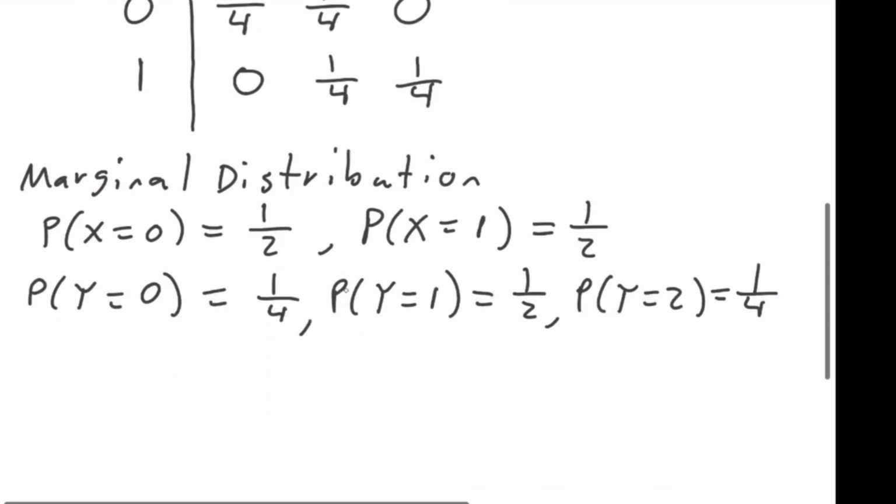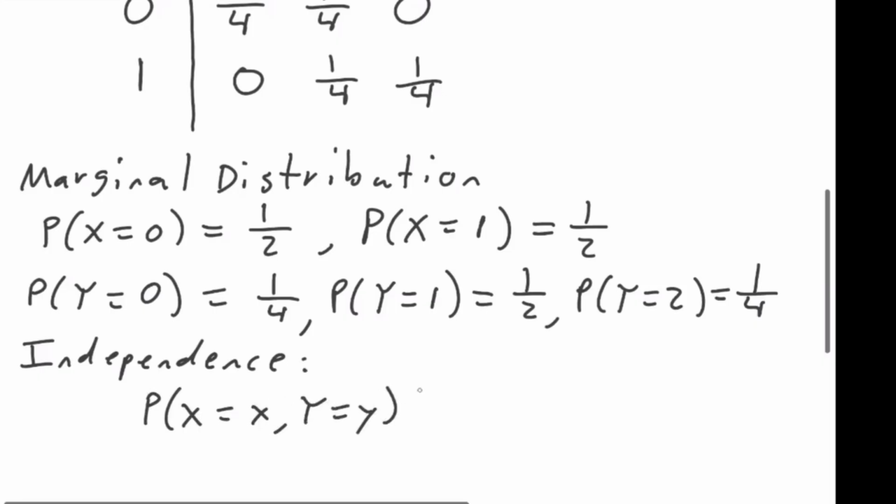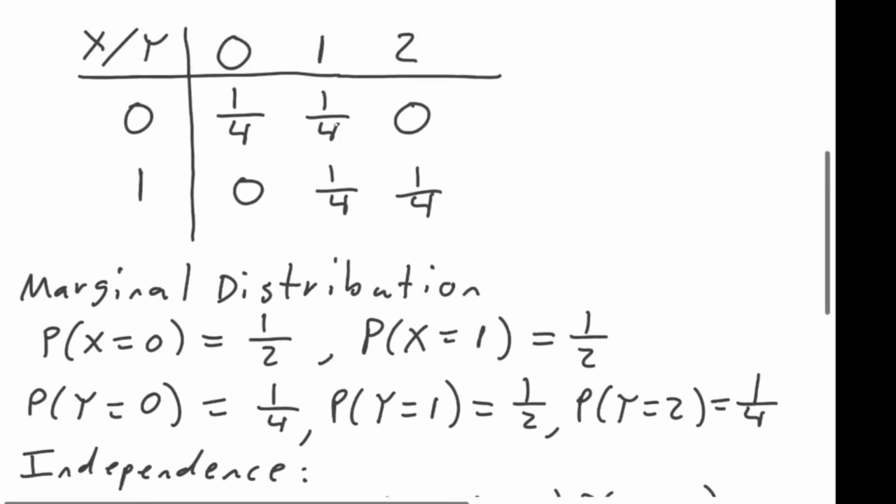Now from here, we're going to determine independence. So remember, for independence, we need for every input, right? For every input, we need the probability that X is equal to x and Y is equal to y to be equal to the probability that X is equal to x times the probability that Y is equal to y. And it has to work for every single one of them.